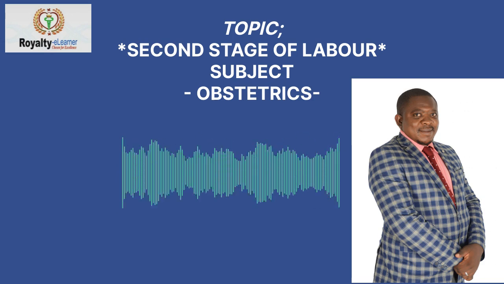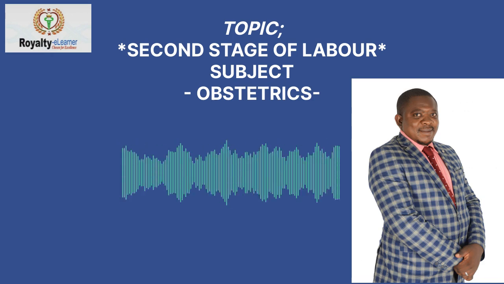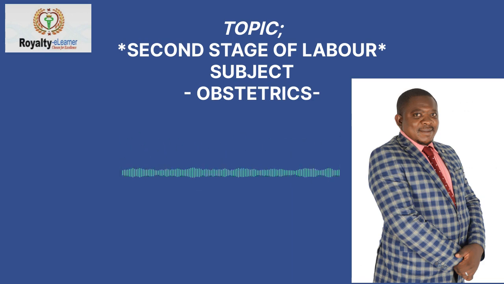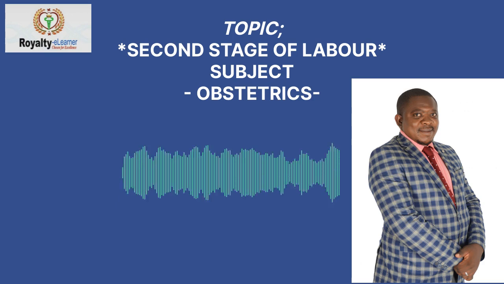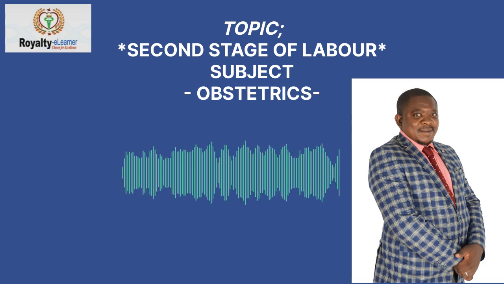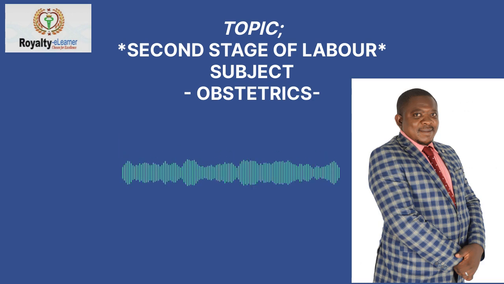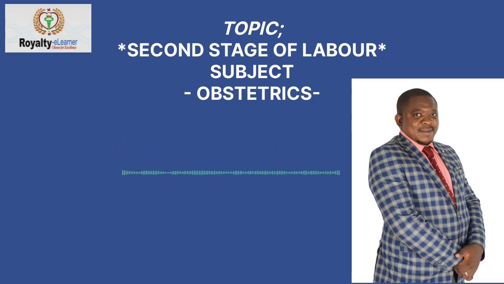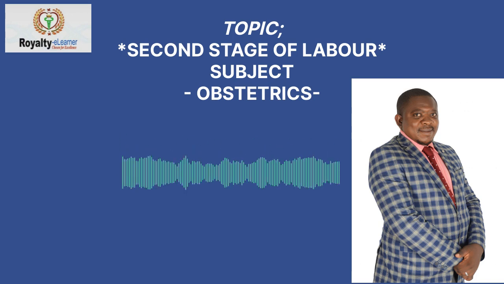Then the second phase of the second stage of labor is the perineal phase. The perineal phase begins with the appearance of the presenting part to complete expulsion of the fetus. The mother has a strong urge to push voluntarily during the expulsive or perineal phase, which we call the active phase.